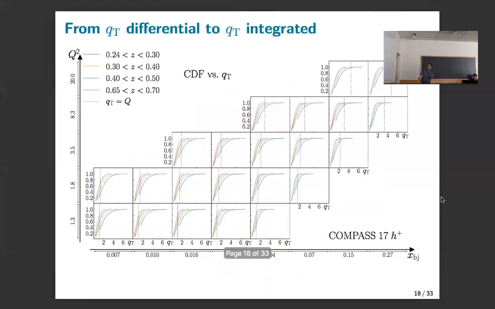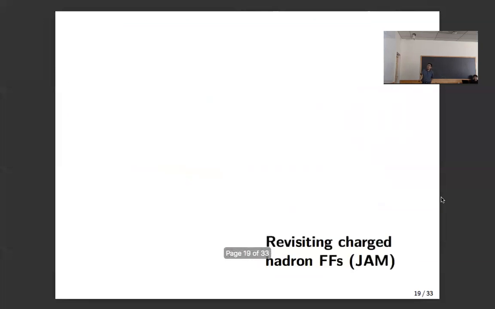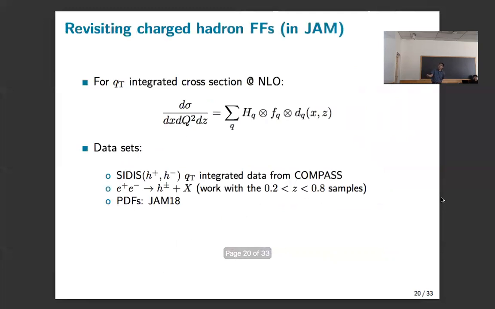Okay, so then, as I said, I want to revisit what's going on here. I did a quick study, just because I can also fit parton densities and fragmentation functions. I took the COMPASS QT integrated data at next-to-leading order and included the spectrum. And just to make sure that I'm not doing curve fitting, I also added the e+e- data. Then I use some parton densities that I fit myself to the global data.